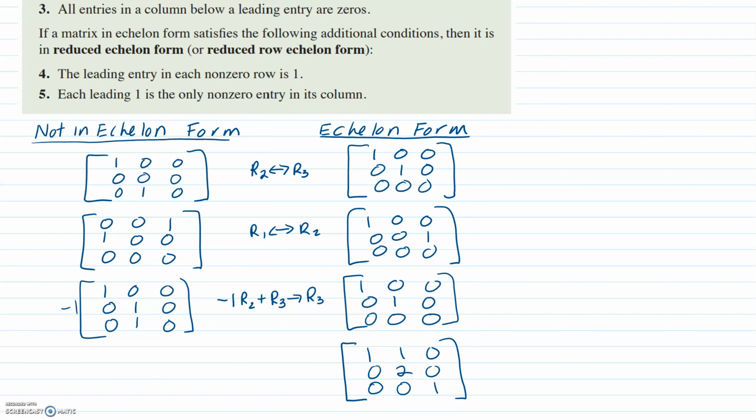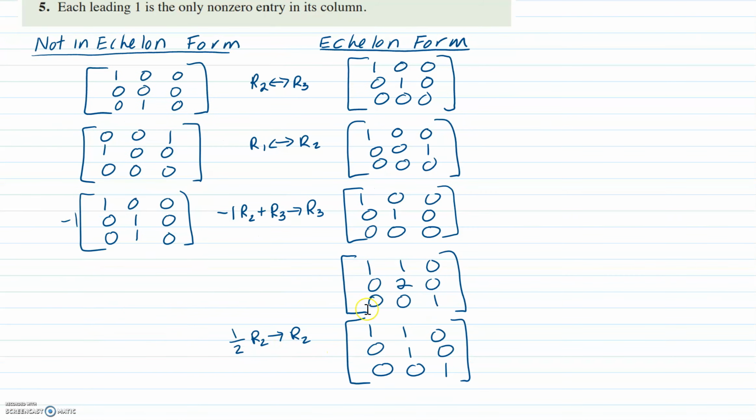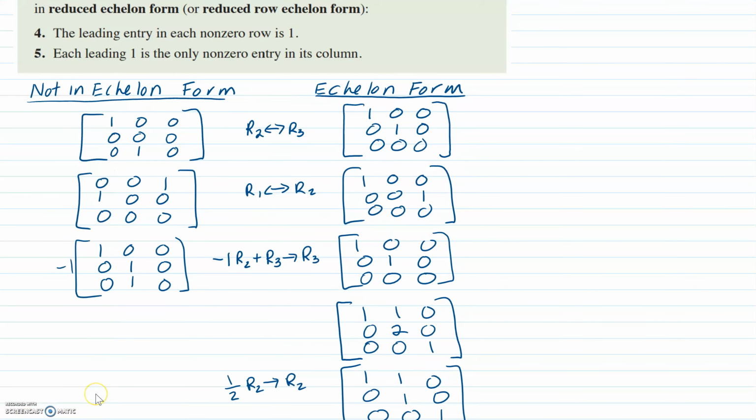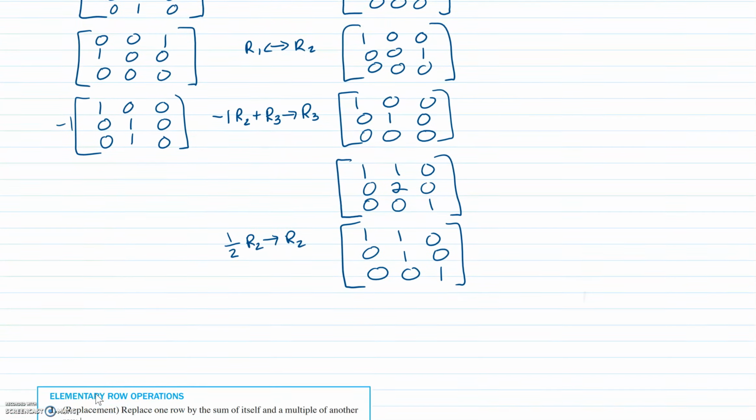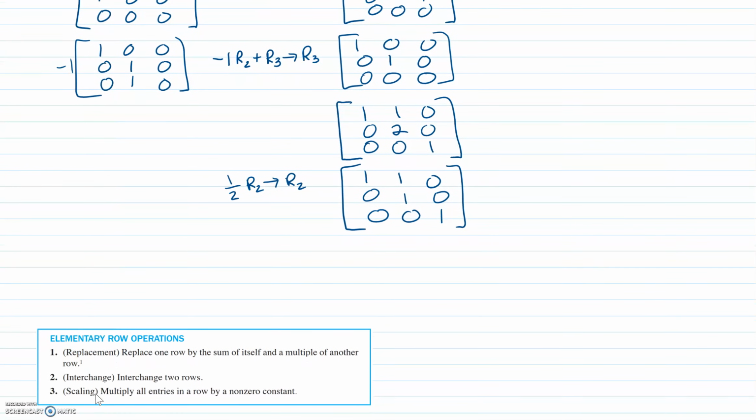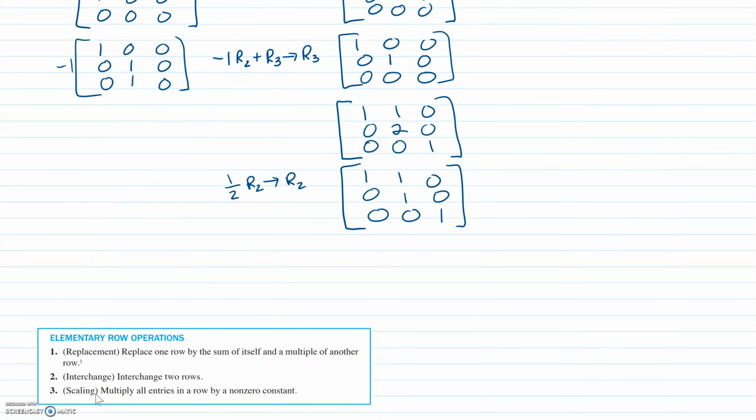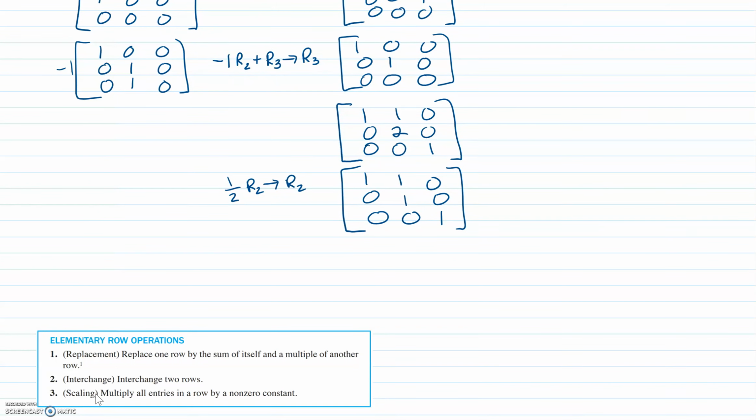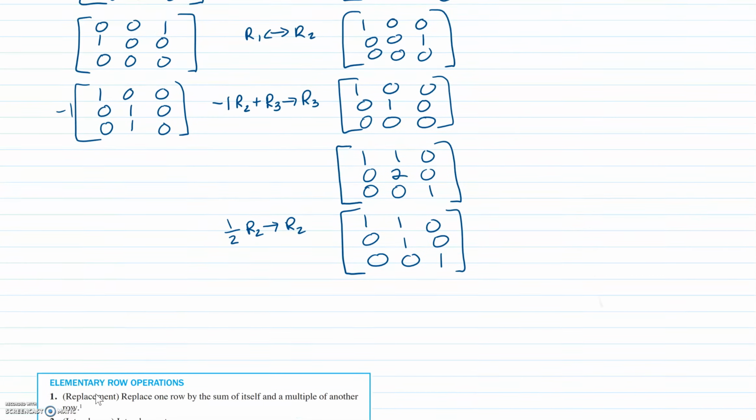So let's try to fix that. If I just take that second row and multiply it by 1/2, then put it back into that second row, you can see now there's a 1 in each leading entry. And we can do that because if we look down below, number 3 says you can multiply all entries of a row by a non-zero constant. We saw those properties again in the last section.